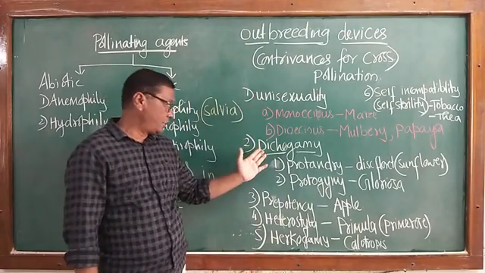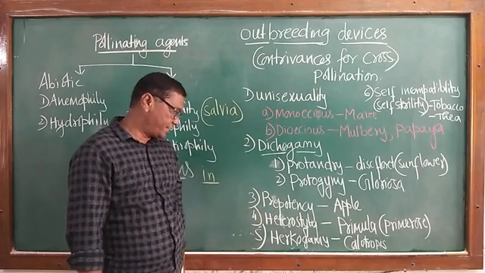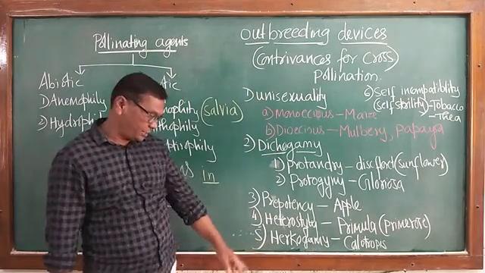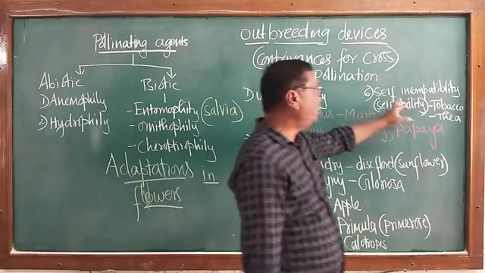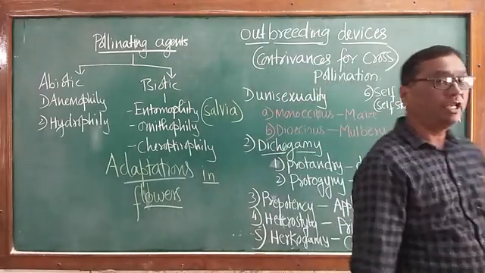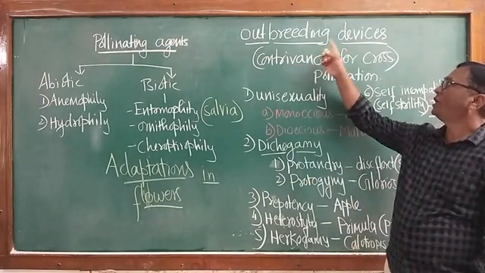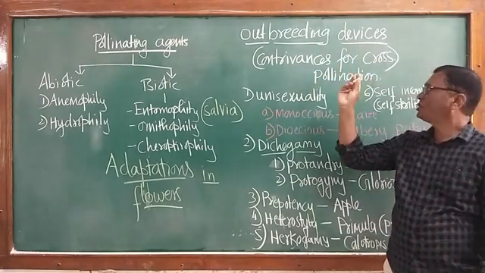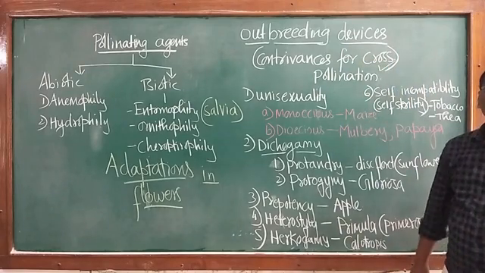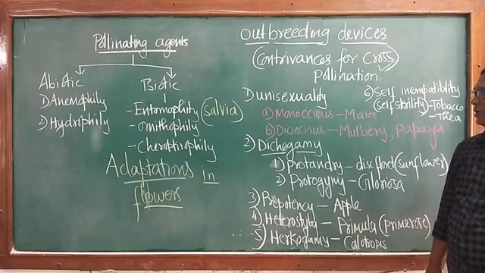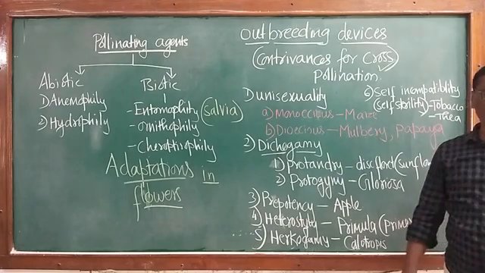Unisexuality, dichogamy, prepotency, heterostyly, hercogamy, self-incompatibility. These are the different types of outbreeding devices which favor only cross-pollination and avoid self-pollination. Let us start with the first one, unisexuality.